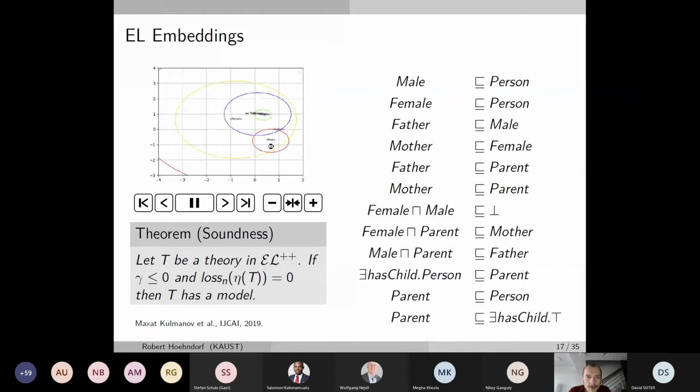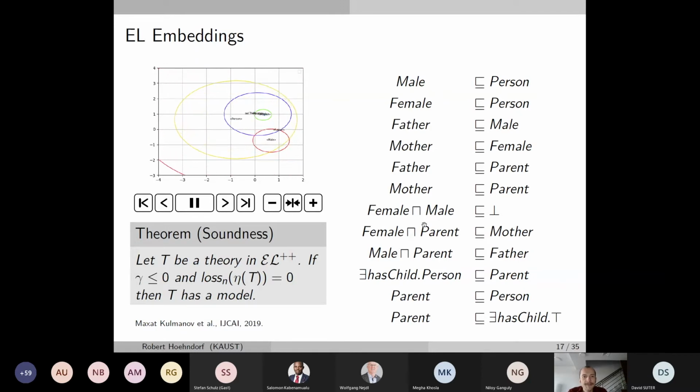So this small red circle is a male, and you can see that this optimization will end when it lies entirely within the person circle. This is this yellow circle here, based on the first axiom. Similarly, for female, it becomes much smaller because it already is quite small in the beginning in this case.